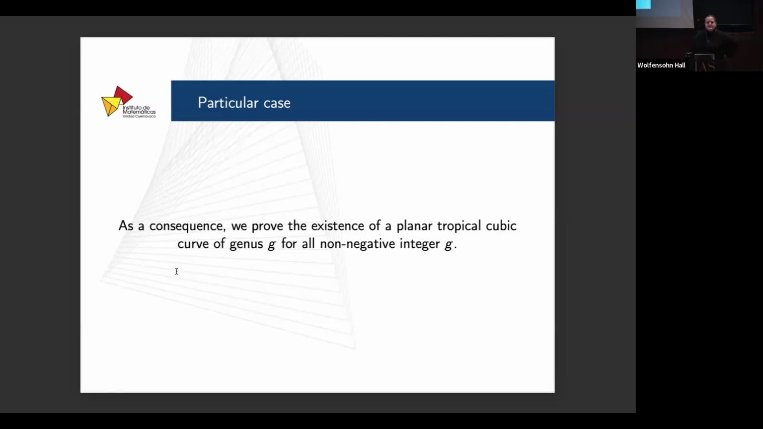Planar, yeah, right. I mean, it's contained in a two-dimensional plane, and it's like a hypersurface in this plane. By two-dimensional plane, you mean? Tropical plane. Sure. Otherwise, it's not true.